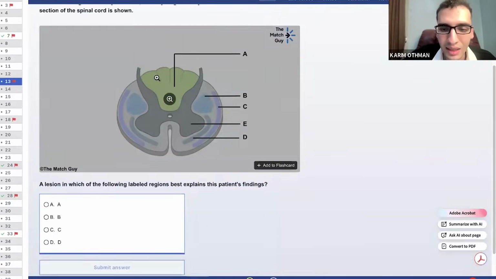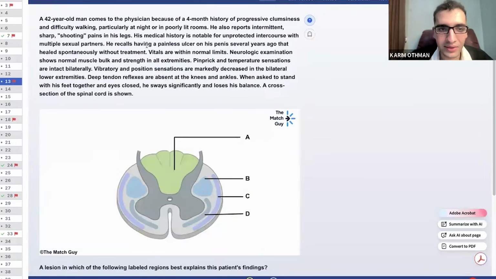Now, let's see another question, guys. A 42-year-old man comes to the physician because of a 4-month history of progressive clumsiness and difficulty walking, particularly at night or in poorly lit rooms. He also reports intermittent sharp shooting pains in his legs. His medical history is notable for unprotected intercourse with multiple sexual partners. And again, I am reading, but I am not reading with intention. So let's read with intention.